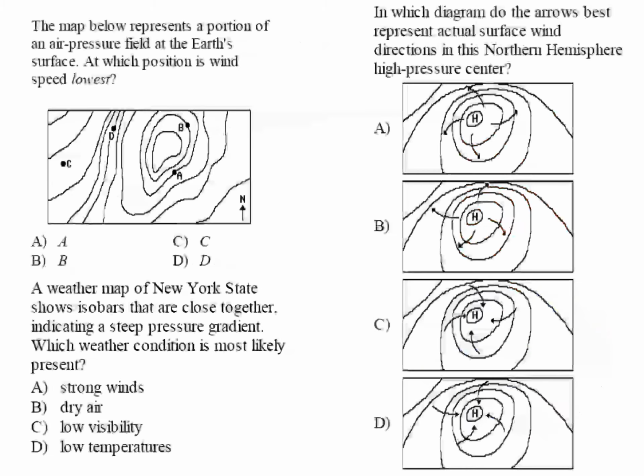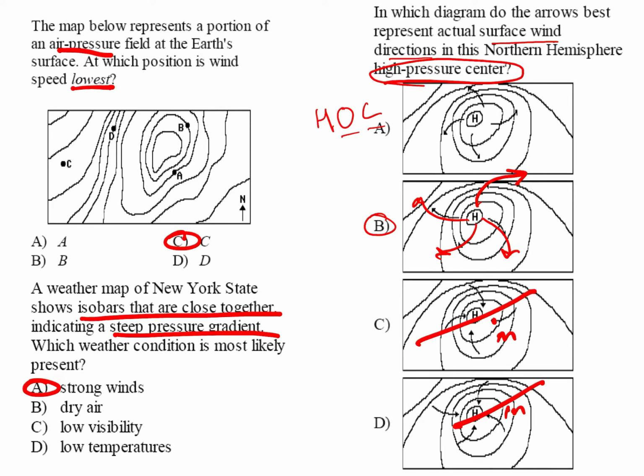Next, in which diagram do the arrows best represent actual surface wind directions in the northern hemisphere of a high pressure center? So surface wind directions of a high pressure system. Remember this, out and clockwise. So your choice should be B. Notice they are going out and they are going clockwise. This is going in, so that's wrong. This is going in, that's wrong. This is going counterclockwise, so that's wrong.